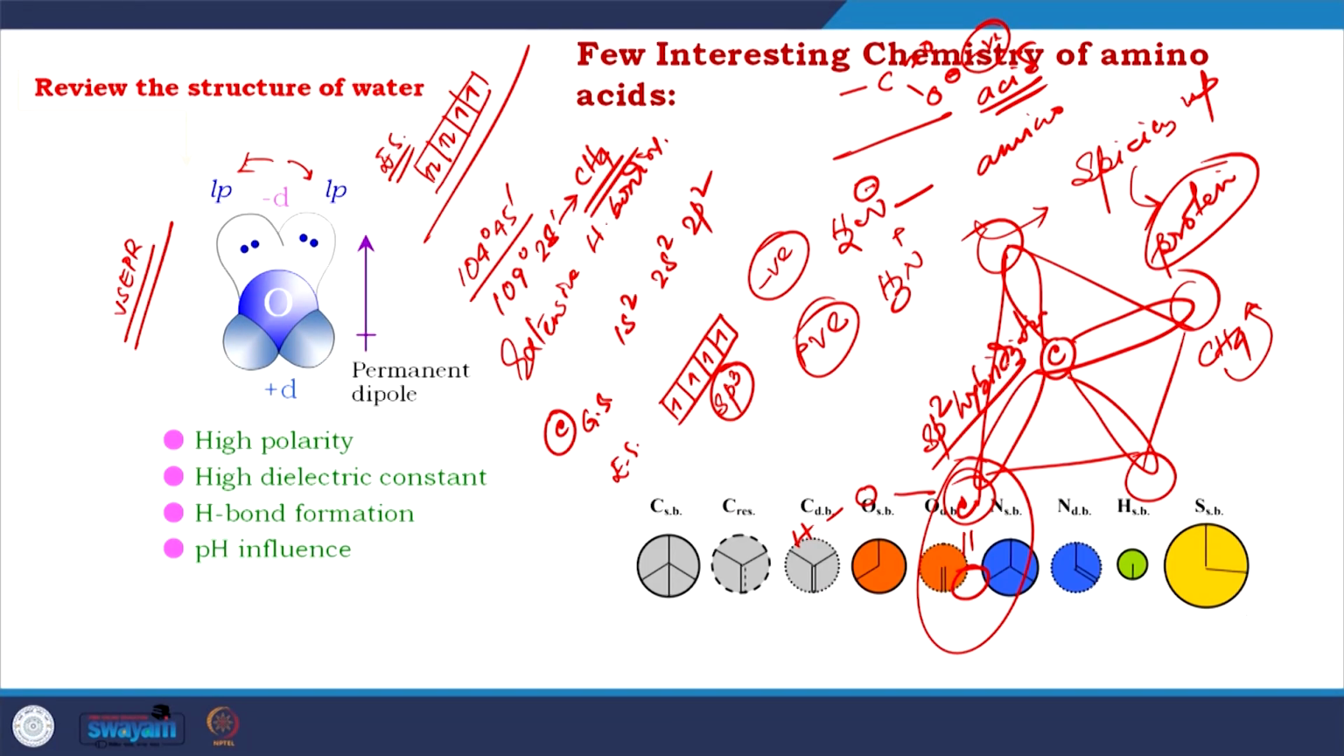So, I have taken an initiative where I want to revisit the amino acids. We have considered different atoms by considering a model. CSB means carbon single bond, CRES means carbon resonated chemistry, CDB means carbon double bond, OSB means oxygen single bond, ODB means oxygen double bond, NSB means nitrogen single bond, NDB means nitrogen double bond, HSB means hydrogen single bond, and SSB means sulfur single bond.